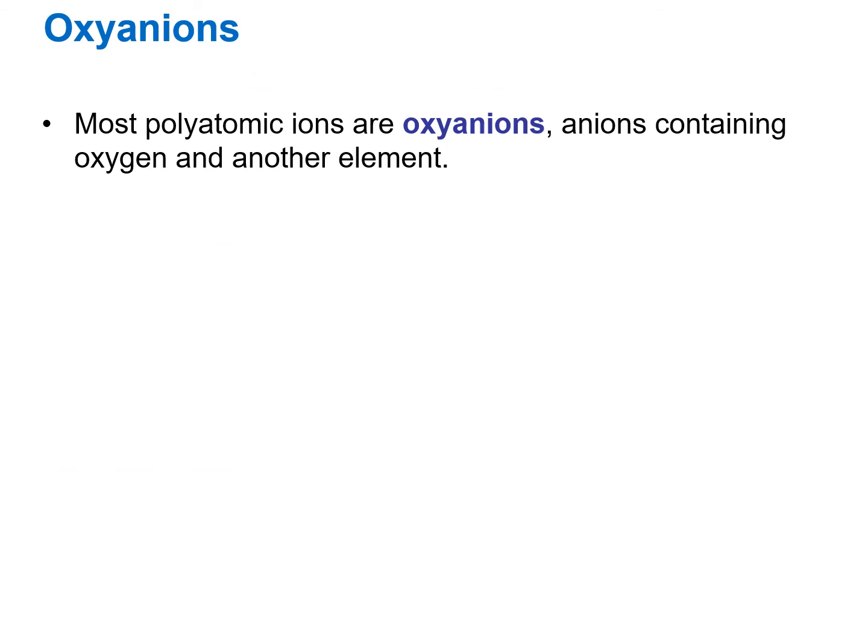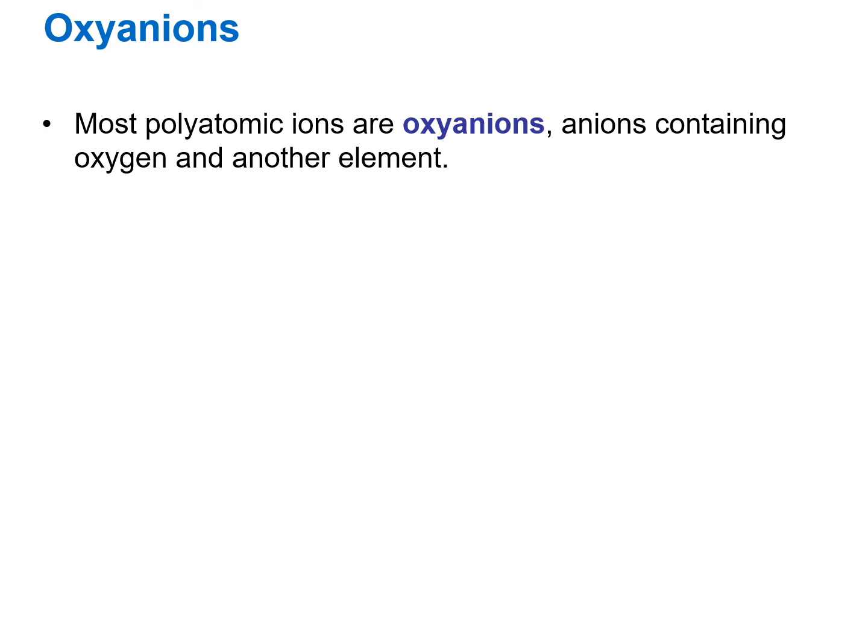Now, if you happen to be sitting around studying polyatomic ion charts, you're going to notice something. One of the things you're going to notice is that a lot of these ions have oxygen as part of the mix. And when you have a polyatomic ion that has oxygen in it, they're called oxyanions. Oxy meaning, hey, there's some oxygen here, and anion meaning it's got a negative charge. So most polyatomic ions are oxyanions, and they're going to contain, like I said, oxygen and some other element.